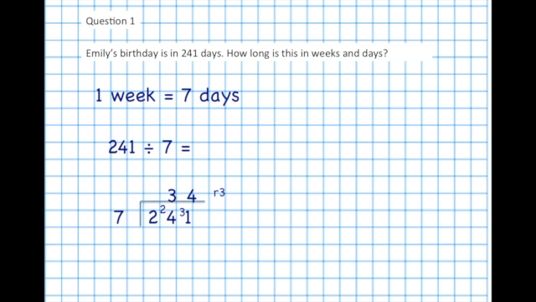Now we're talking about days, so the remainder is the days left over after we've turned the groups of 7 into weeks. So the answer is 34 weeks and 3 days.